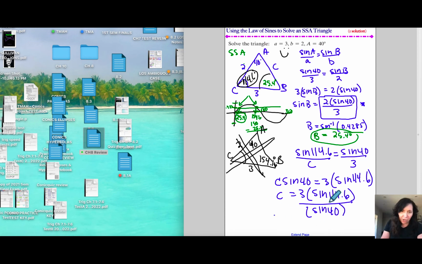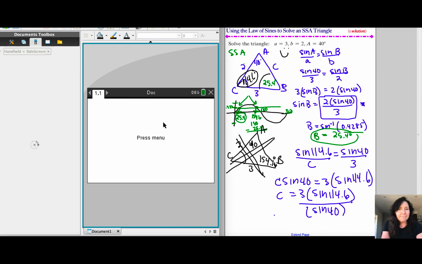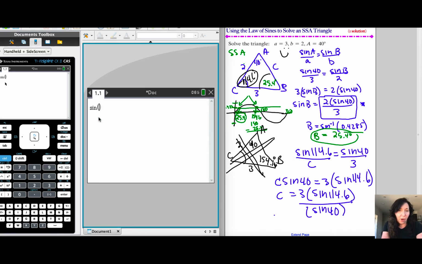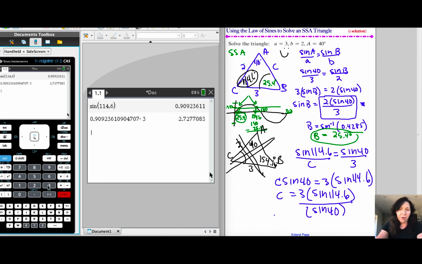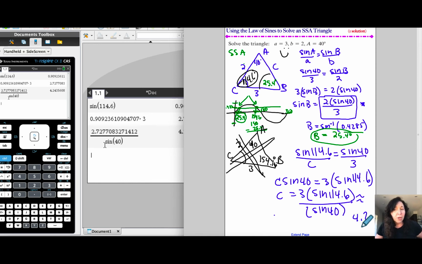I'm going to try to work this one out, and I'm going to go sine of 114.6. We'll see if this works. Calculator, trig, sine, 114.6, equals. I'm going to multiply that by 3, get an answer, and then divide that answer by sine of 40. So I'm going to go back to trig, sine of 40 degrees. I think I would have rather had a parenthesis there, but okay, I end up getting 4.2. So this value is approximately 4.24.